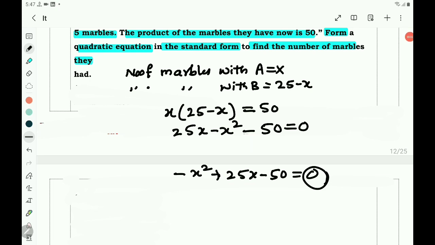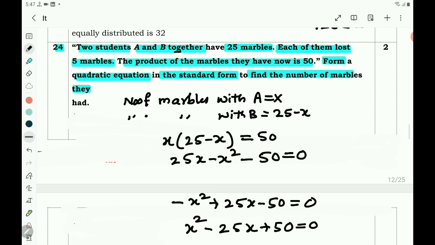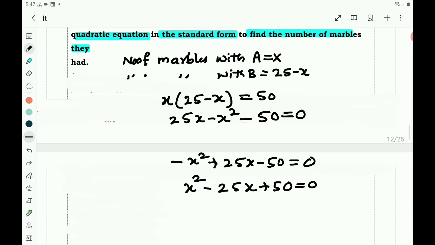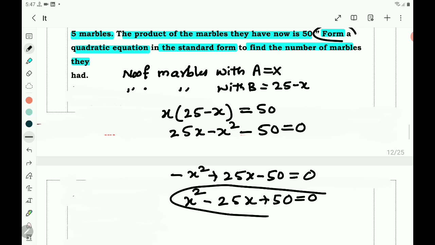As the RHS is 0, you can change the sign of each term in the LHS. So minus x square becomes x square, plus 25x becomes minus 25x, and minus 50 becomes plus 50. So this is the standard form of the quadratic equation to solve the question of finding the number of marbles. Here it is a 2 marks question and you only have to form the quadratic equation. So this is the answer: x square minus 25x plus 50 equals 0.